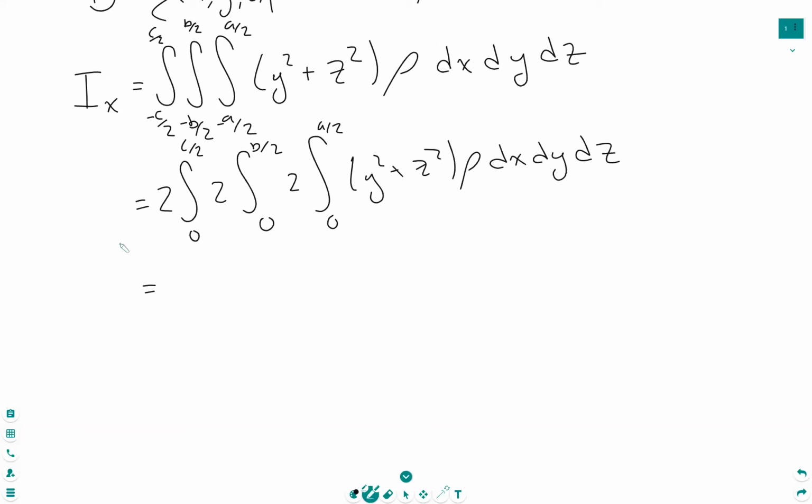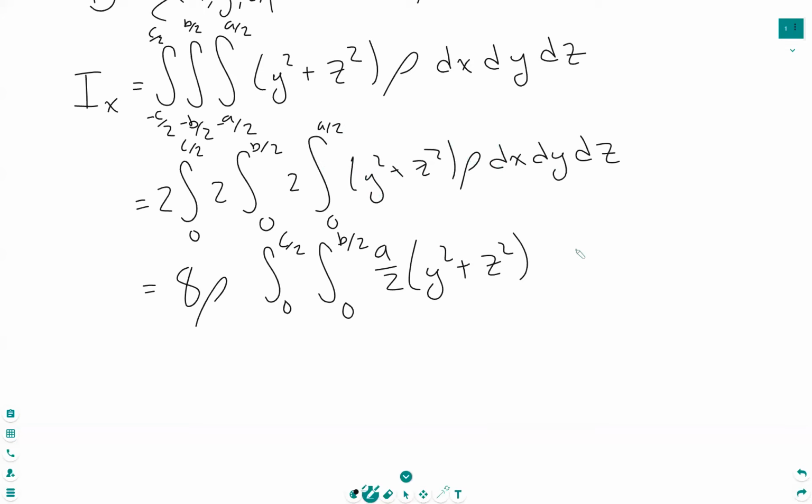So this is in total 8, and I can pull out this constant rho now. 0 to c over 2, 0 to b over 2. And I'll go ahead and do the x integral out because there's no x's in here. So you'll just multiply this by an x and then plug in 0 and a over 2. This will give me a over 2 times y squared plus z squared dy dz.